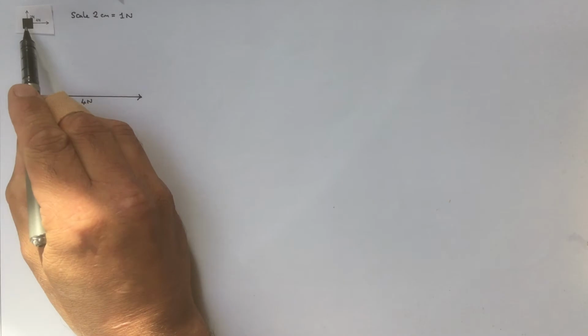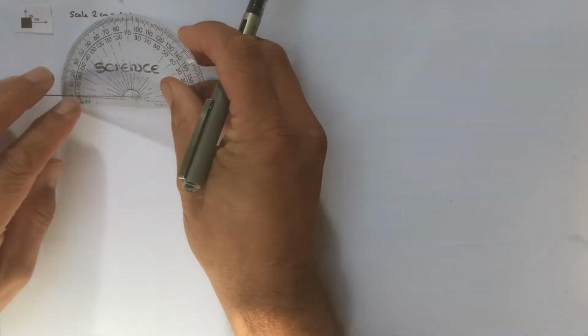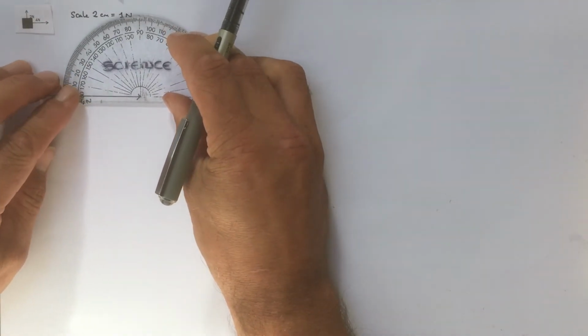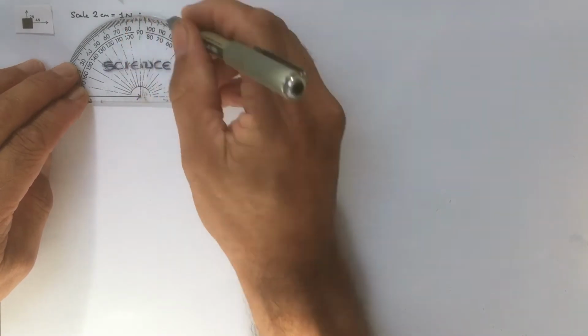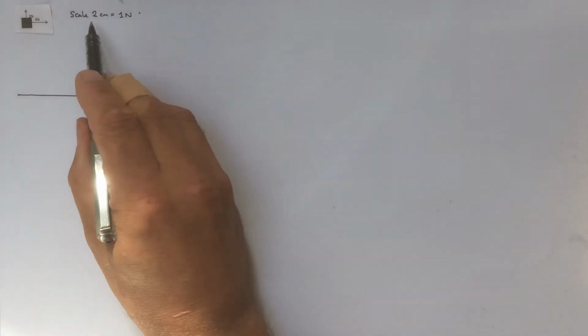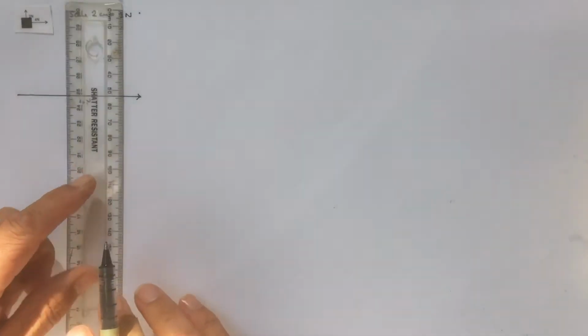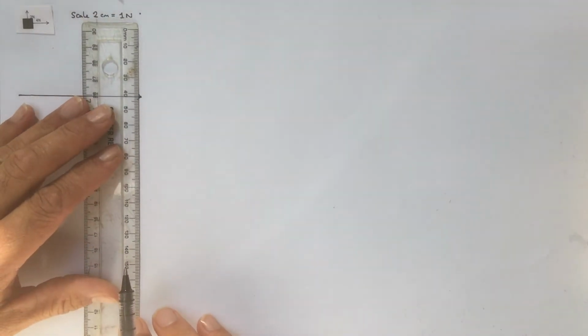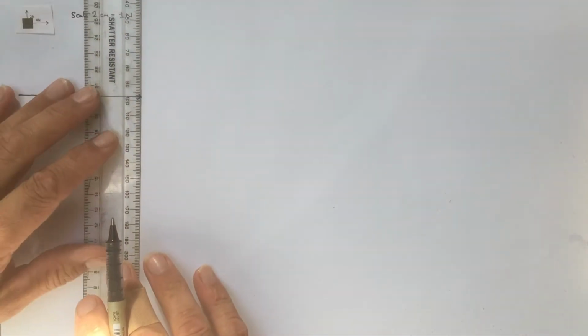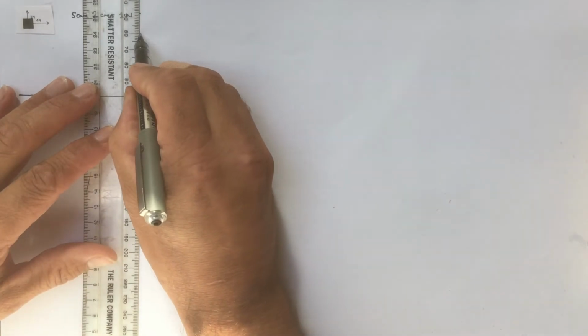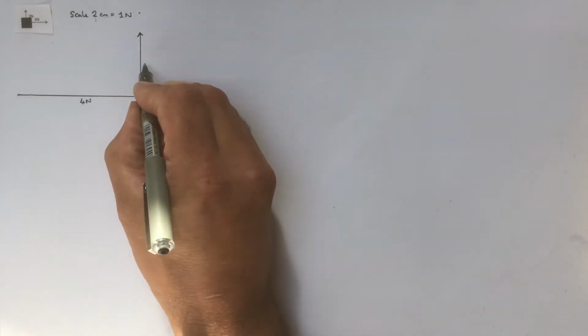Secondly, I'm going to have to draw a vector at right angles to this. So to make it accurate, I'm going to use my protractor to put a dot on the diagram so I can produce a right angle triangle. I've got 2 newtons, so I'm going to draw a 4 centimetre length on the diagram.